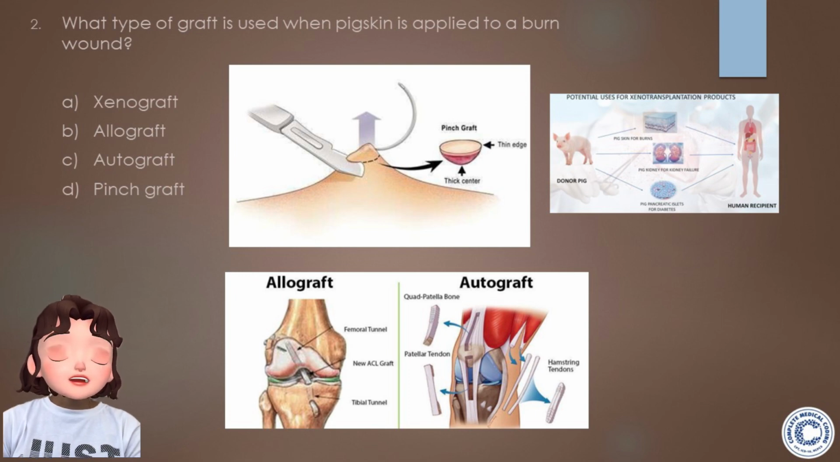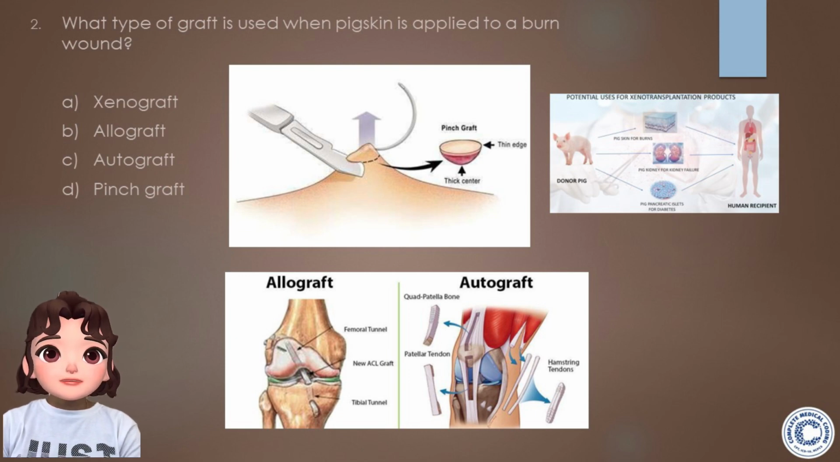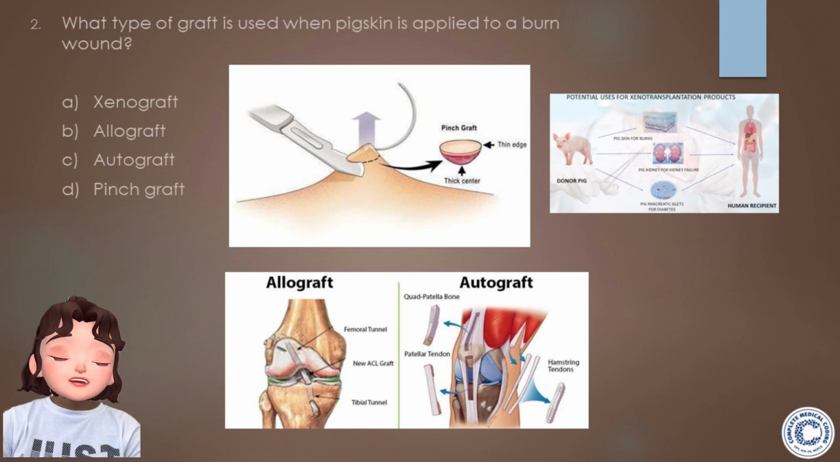Second option, the picture represents potential uses for xenotransplantation products. That is xenograft. See, the donor is pig kidney or pig skin for burns and the human is the recipient. So our question is the same, right? Pig skin is applied to a burn wound. So pig skin applied to a burn wound is called a xenograft.